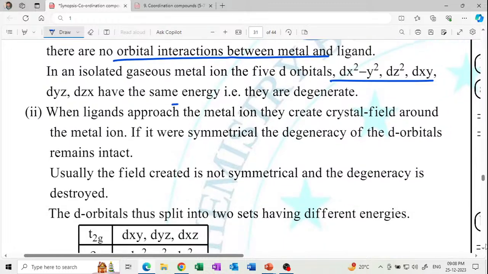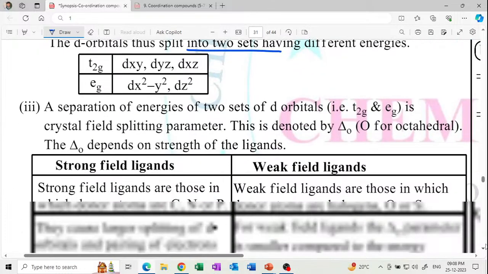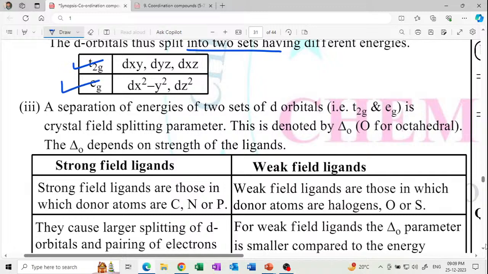dxy, xz and yz have the same energy, that is, they are degenerate. In the octahedral field the symmetry is lost and the degeneracy is destroyed. The d orbital is split into 2 sets of different energies, T2g and Eg orbitals. So T2g has 3 orbitals and Eg has 2 orbitals. The separation of these two energies is known as delta O. O stands for octahedral. Delta O depends on the strength of ligands. It is the crystal field splitting parameter. Get it?